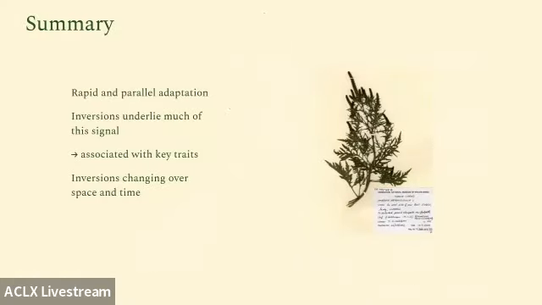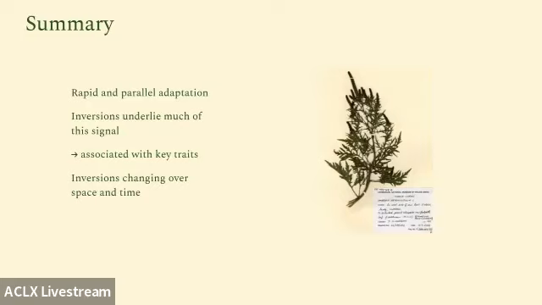So basically what we managed to find was signals of rapid and parallel adaptation in common ragweed, both at contemporary timescales and also in historic data. We found that inversions underlie a lot of these signals. For the parallel weighted Z analyses, this overlapped with about 17% of inversions, about 17% of those windows. So that was quite a cool finding.